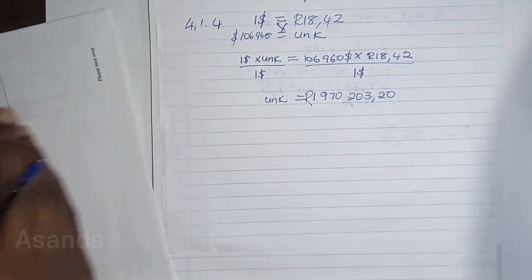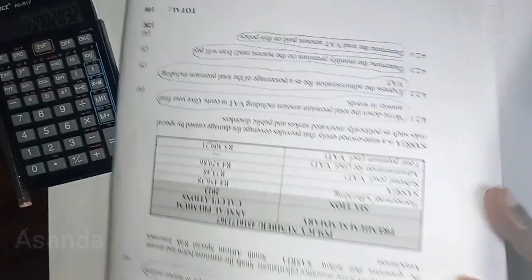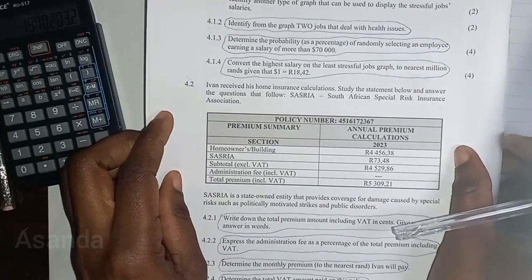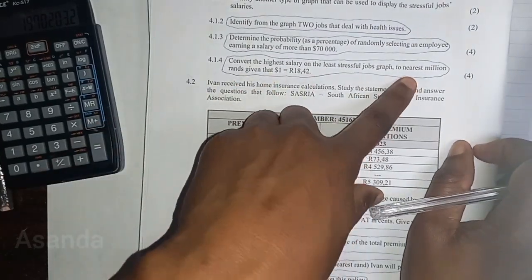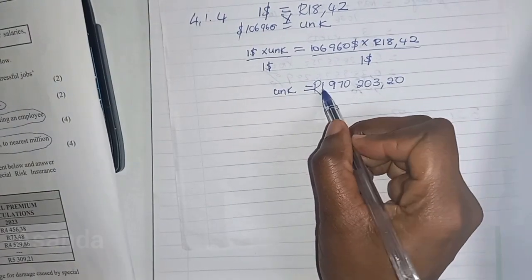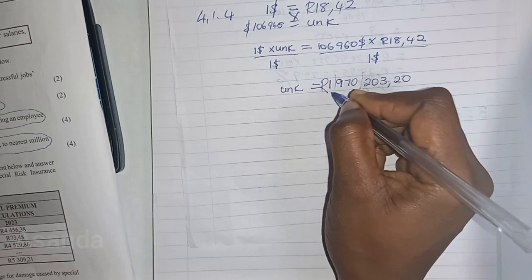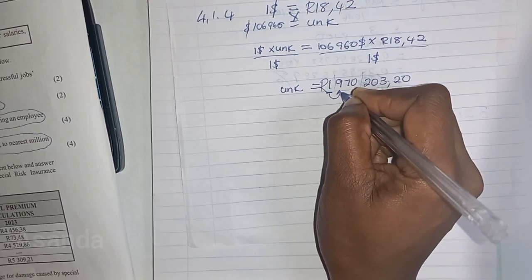I'm just going to check for the last mark there. Always check if you've done everything. Round off to the nearest million. That's 1,970,000. Million is here, so they want us to round off to there.